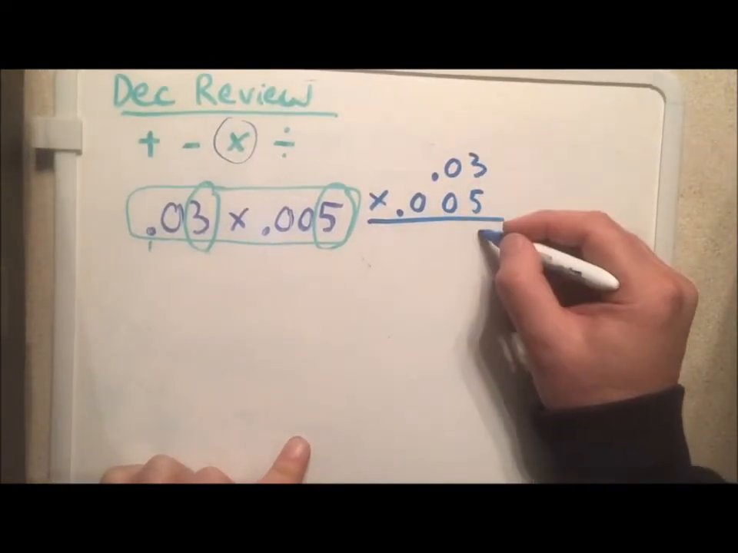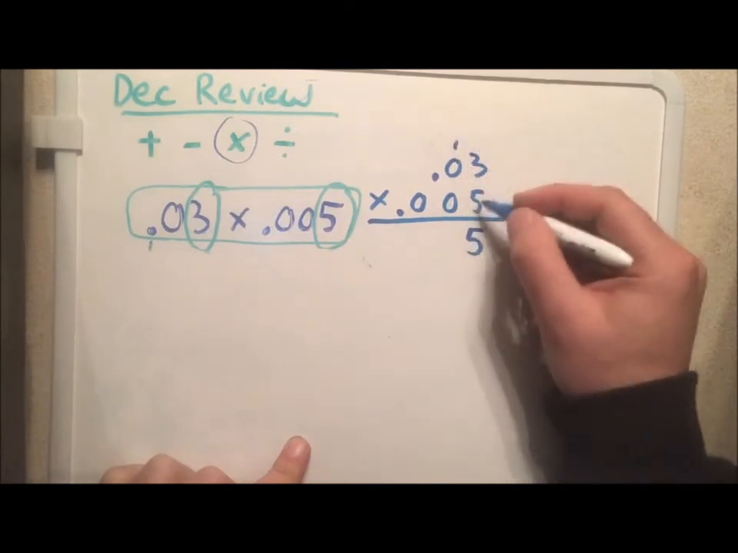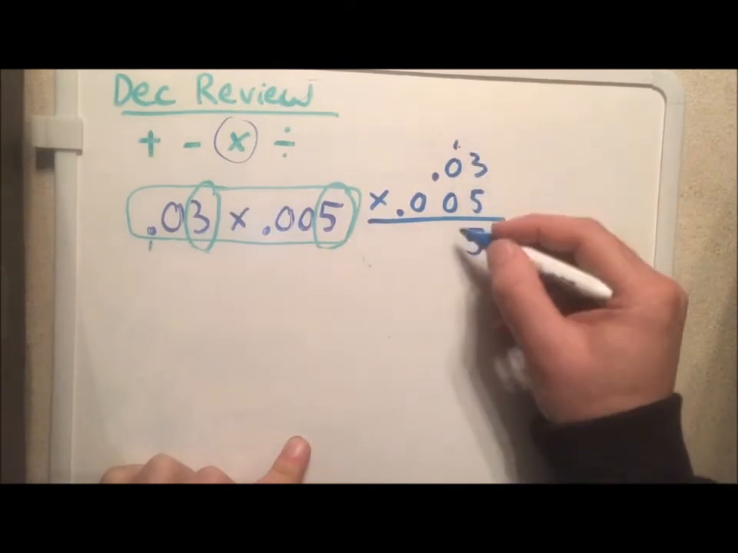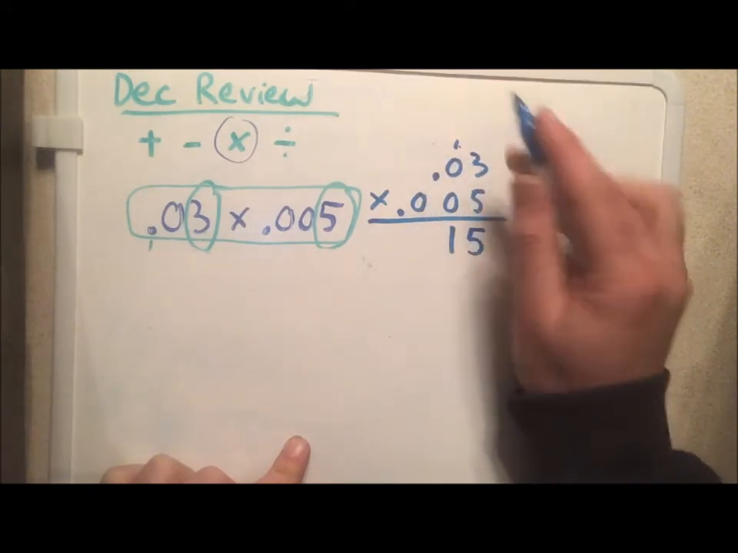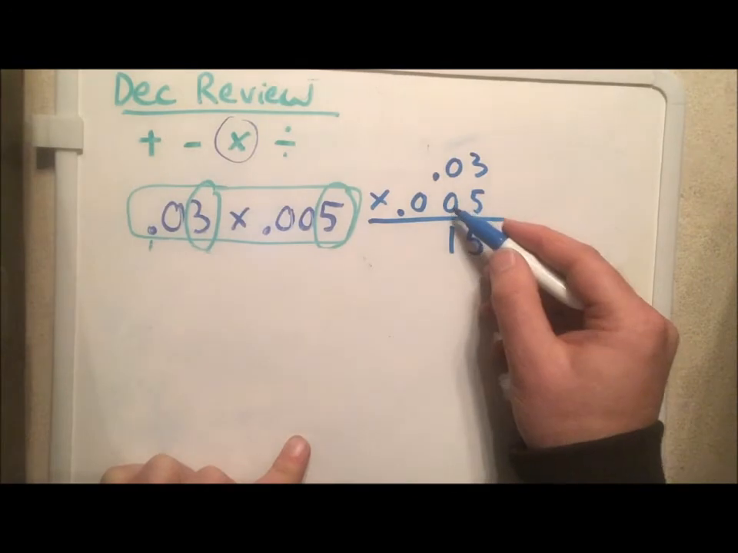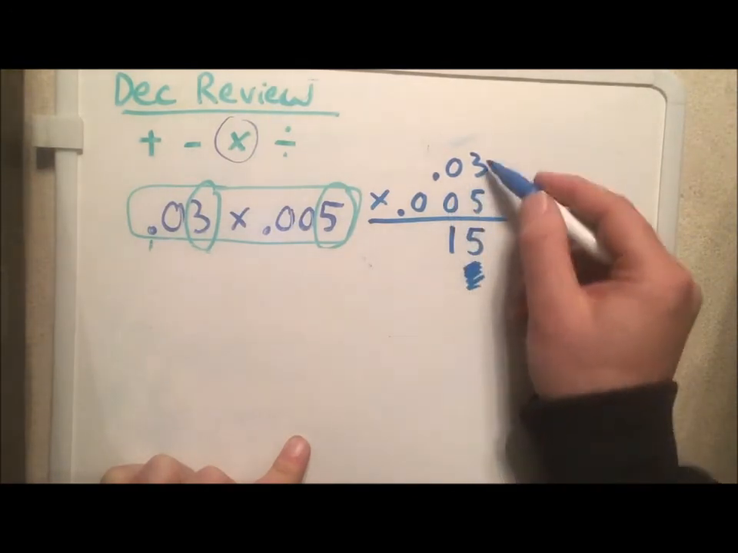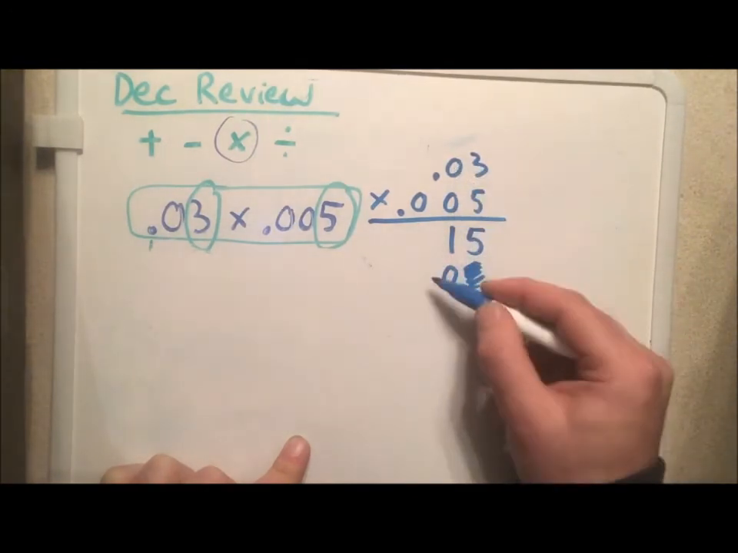5 times 3 is 15. Carry the 1. 5 times 0 is 0, plus 1 makes 1. And then that's all there is on the top. So we'll erase that there. Now I'm going to start with the next number, so leave some space there. 0 times 3 is 0. 0 times 0 is 0.